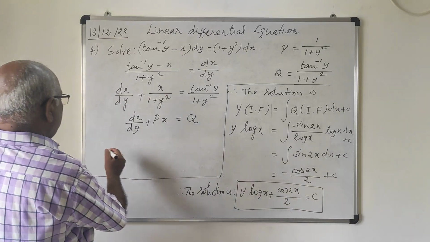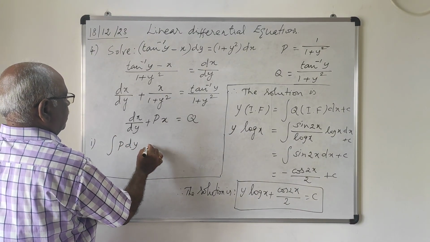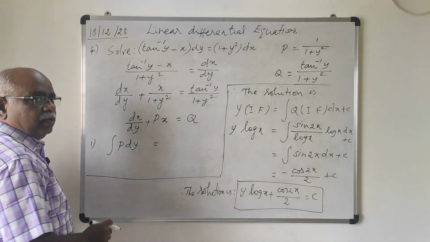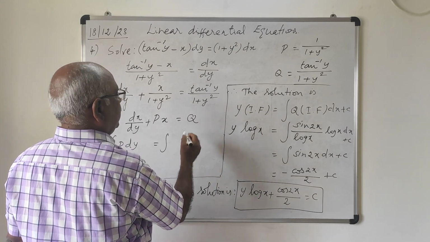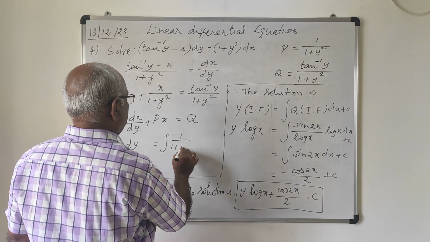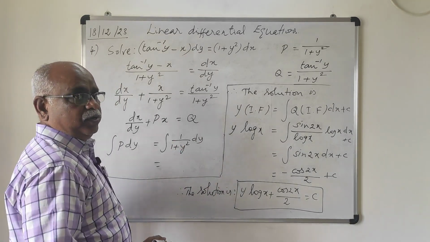Now our first step is not integral p dx, it is integral p dy, since the roles of x and y are interchanged. Integral p dy is integral 1 by 1 plus y square dy. You know the integration value of 1 by 1 plus y square is tan inverse y.